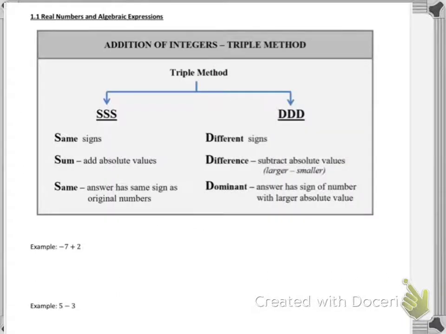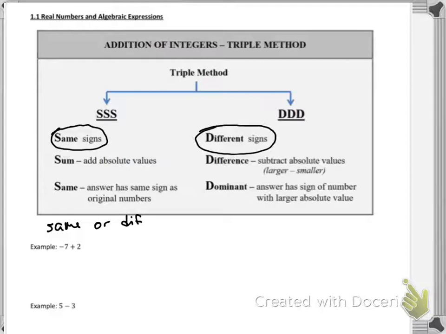So let's get started. The bottom line here is that if you have same signs, two numbers with the same sign, then they are going to be cumulative. Whereas if you have different signs, then they are going to be subtracted from each other, okay? So we're going to do these two examples, and then we'll do a few more. Let's first determine whether we are working with same or different signs. That's going to be our first question to ourselves. Are these the same or are they different signs? Same or different, okay? So negative 7 and positive 2.